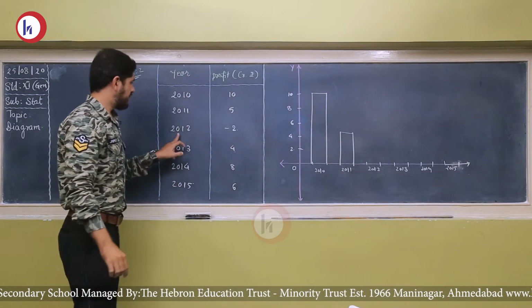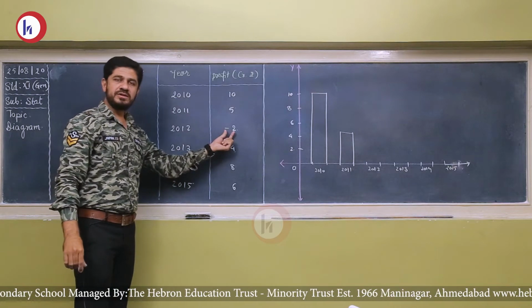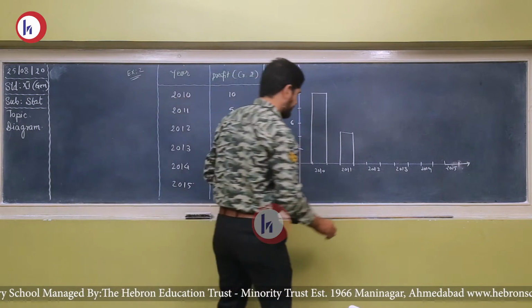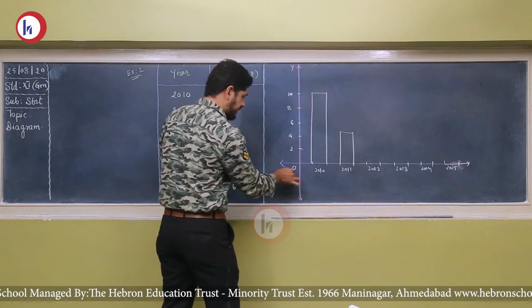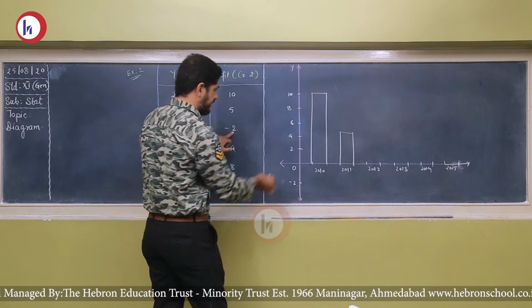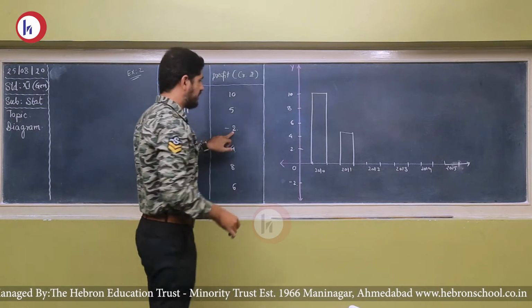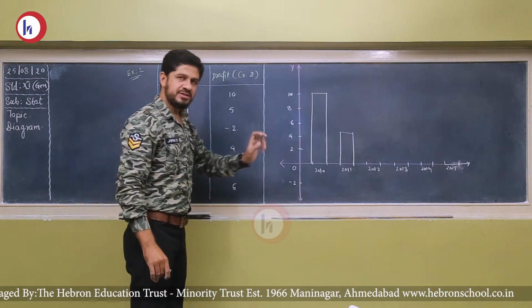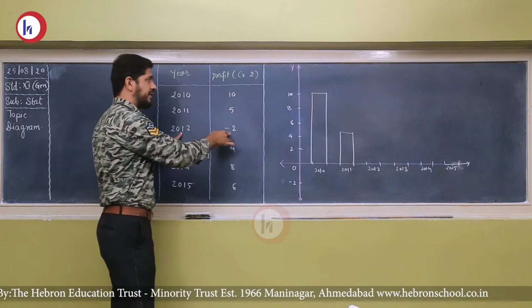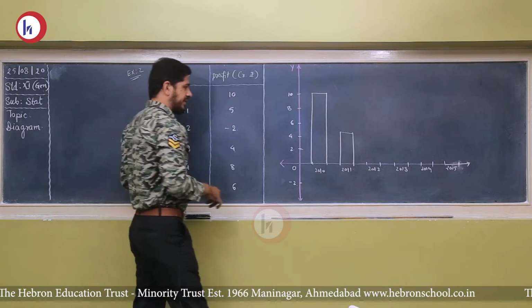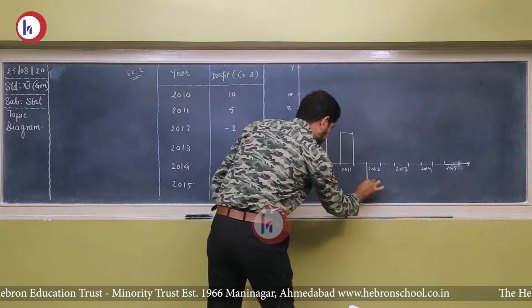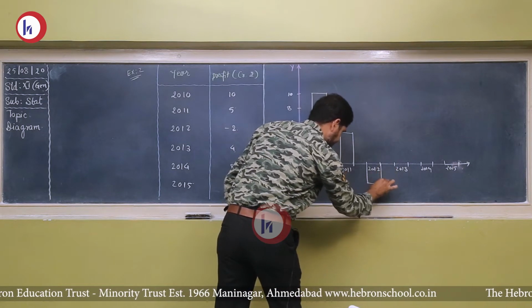Third one, in 2012 you can see the value is negative, so we will represent it downward. This is the origin and the next one is minus 2. As the difference is 2 upward, take the distance of 2 downward. So in 2012 there is a negative profit, that is minus 2, and we will represent it downward.